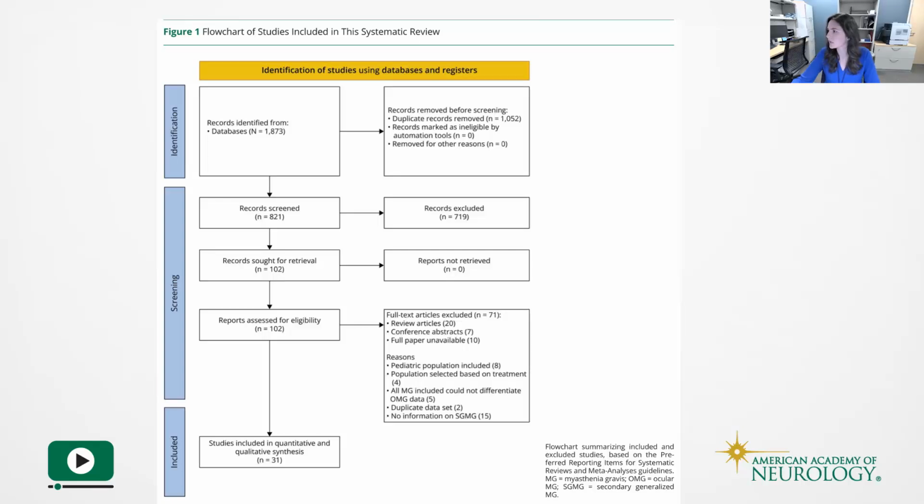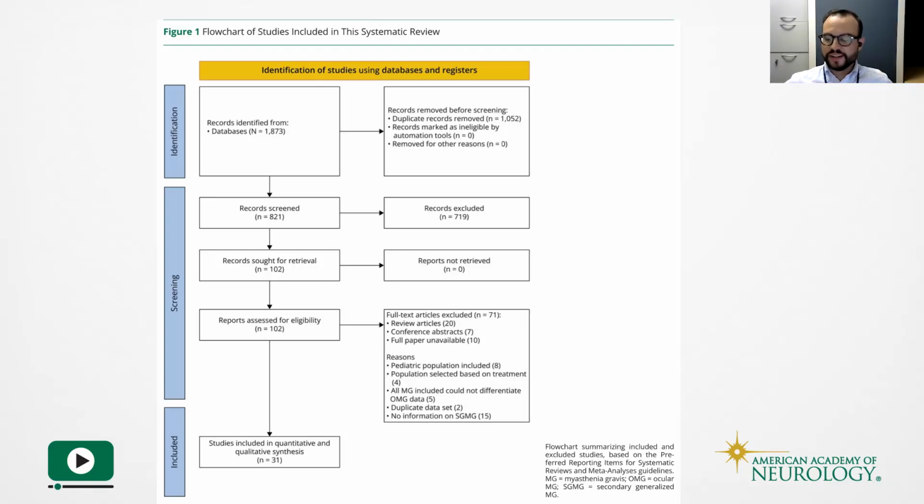71 of those were excluded for various reasons, including being pediatric population or congenital myasthenia. This study only looked at adult patients. Really, if the study didn't help to answer their question of ocular myasthenia converting into secondary generalized myasthenia, it was excluded. And that left them with about 31 studies with around 4,000 patients that they got data from.